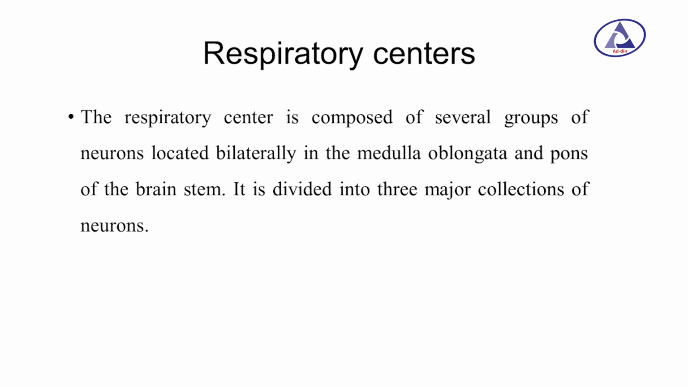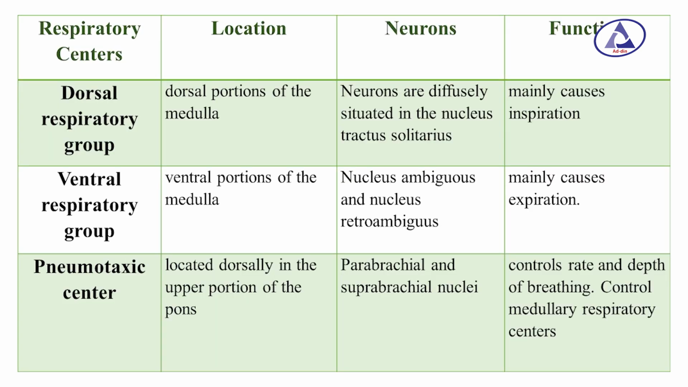What is medulla oblongata? Part of the brainstem, and it is the initial part of the spinal cord. And also you know about the pons of the brain. And this is divided into three major collections of neurons. So we call them together the respiratory centers, but individually we call them groups of neurons. They are actually nothing but groups of neurons. So we classify them into three categories.